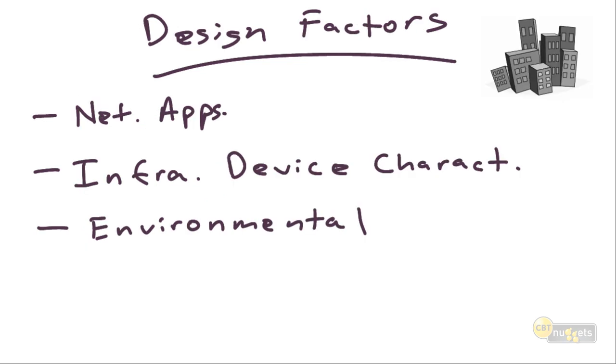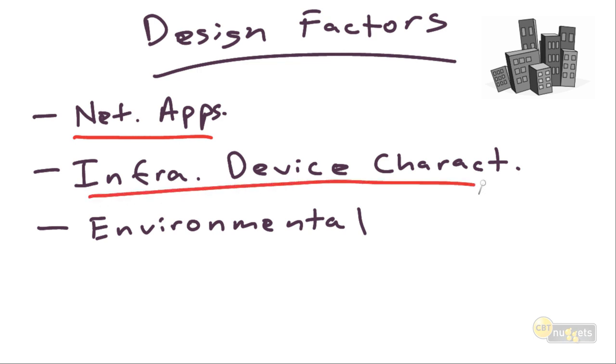Now, before we delve into the detailed design of those layers, let's just go ahead and talk about some overall design factors for the campus. The importance, obviously, of what network applications we're going to be running cannot be emphasized enough, so we'll elaborate on that a bit. Also, we need to talk about how the infrastructure device characteristics is going to drive our overall design. And finally, we'll talk about environmental characteristics and how they can impact the design of our campus infrastructure.